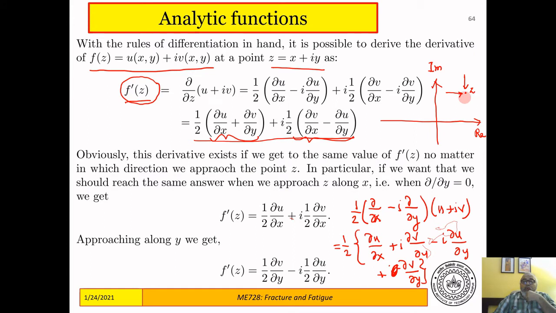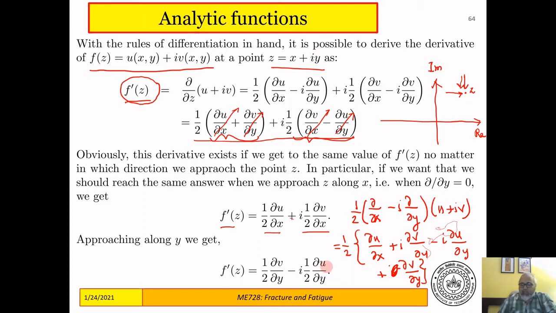Okay. Now let us approach along the real axis, the x-axis. If I approach along the x-axis, then the y doesn't change, so this does not change, this does not change. So f'(z) should be half ∂u/∂x plus i/2 ∂v/∂x. So this should be. On the other hand, if I approach along the y direction, then this should not be there. This should not be there, and f'(z) should be half ∂v/∂y minus i half ∂u/∂y.